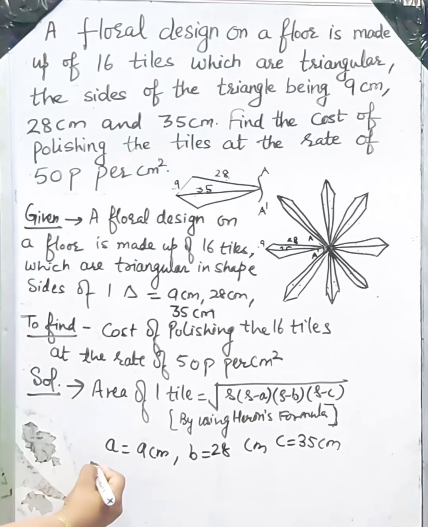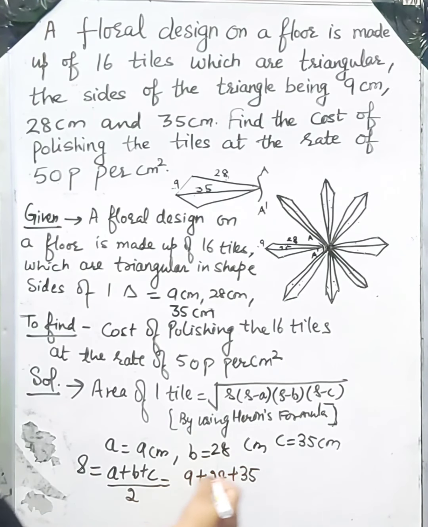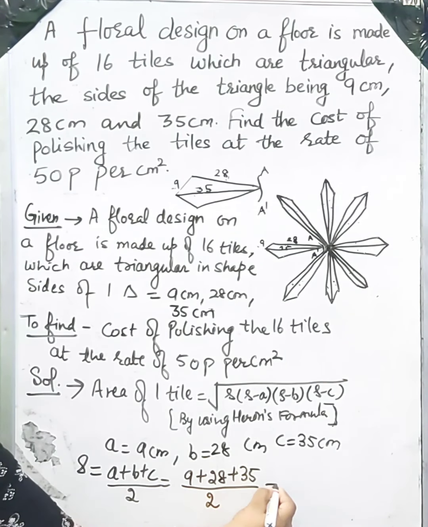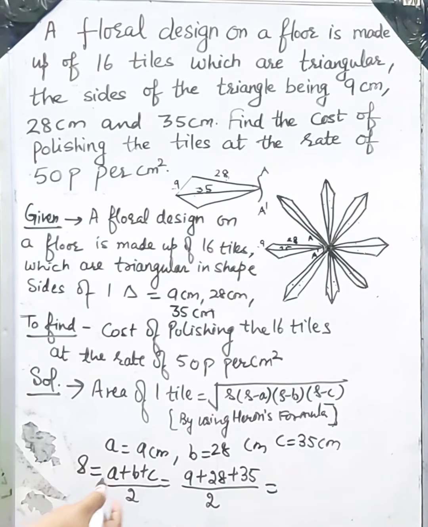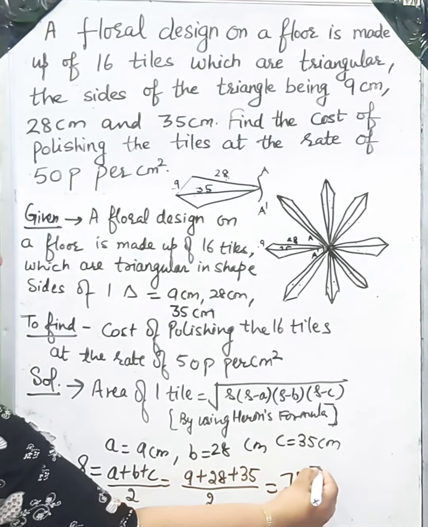So firstly, we have to calculate the semi-perimeter. 9 plus 28 plus 35 divided by 2. Now add these numbers. Sum will equal to 72 divided by 2. Semi-perimeter is 36 centimeter.